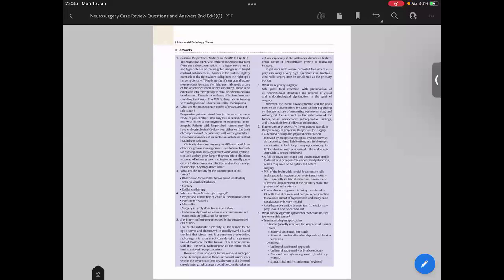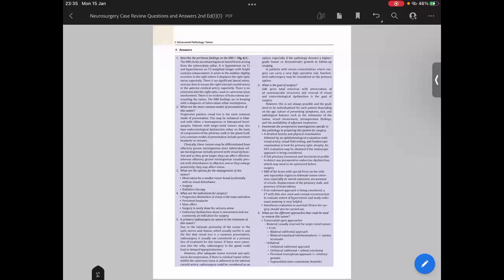Is primary radiosurgery an option in treatment of this tumor? Due to the intimate proximity of the tumor to the optic nerves and the chiasm, which usually overlie it, and the fact that visual loss is a common presentation, radiosurgery is usually not considered a primary line of treatment for this tumor. And if there were extension into the sella, radiosurgery to the gland could lead to delayed hypopituitarism.